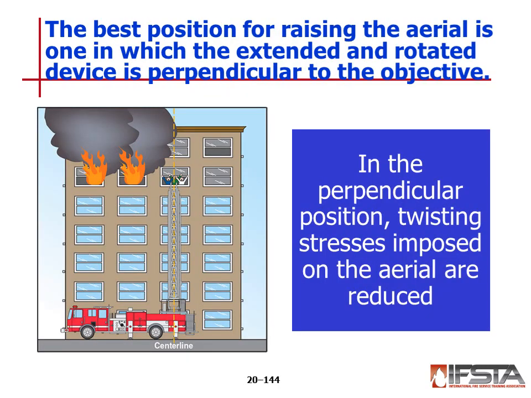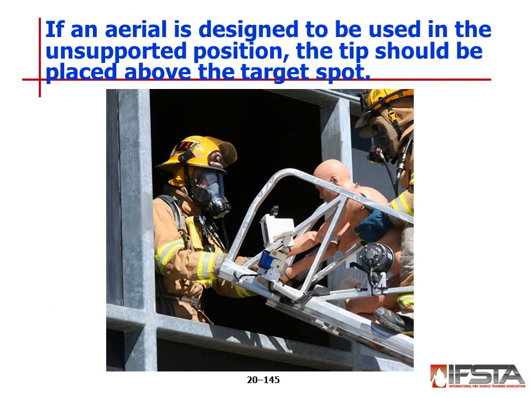The best position: the extended and rotated aerial device is perpendicular to the objective. In the perpendicular position, twisting stresses imposed on an aerial are reduced. If an aerial ladder is designed to be used in an unsupported position, the tip should be placed above the target spot according to the manufacturer's recommendations. This prevents the ladder from contacting the building as people climb or descend, without placing excessive stress on the device. In older apparatus designed to be used in supported positions, perpendicular positioning allows for maximum load-carrying capability when both base rails are evenly in contact with the supporting object.